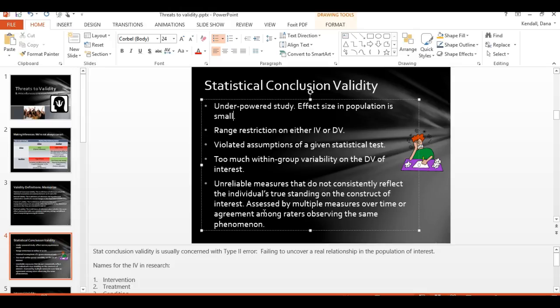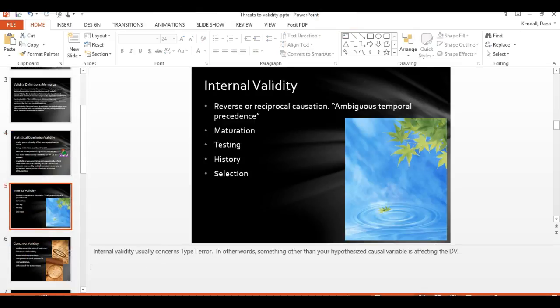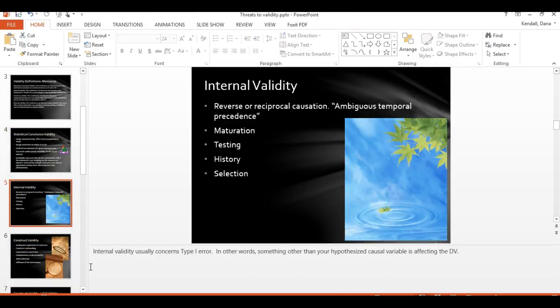So that is going to be important. And then also the two raters rating the same target need to agree with each other to some extent and be consistent with that target's behavior. And to the extent that they're not trained well and they're not doing that, then you're going to see less of an effect. Okay, moving on to internal validity.